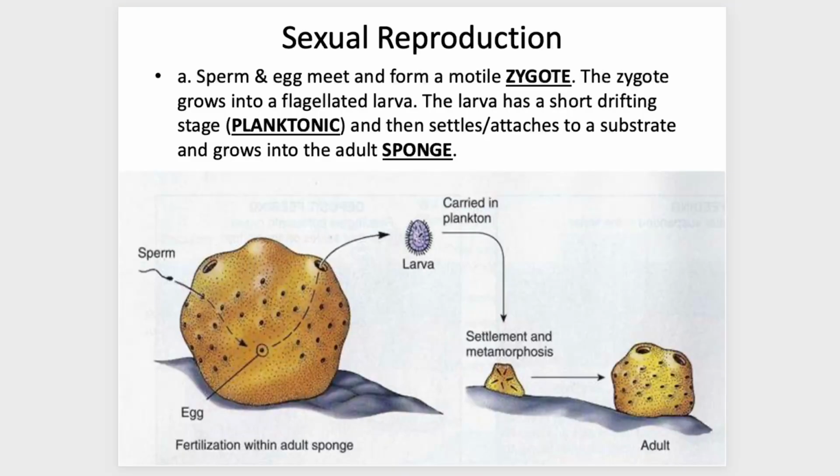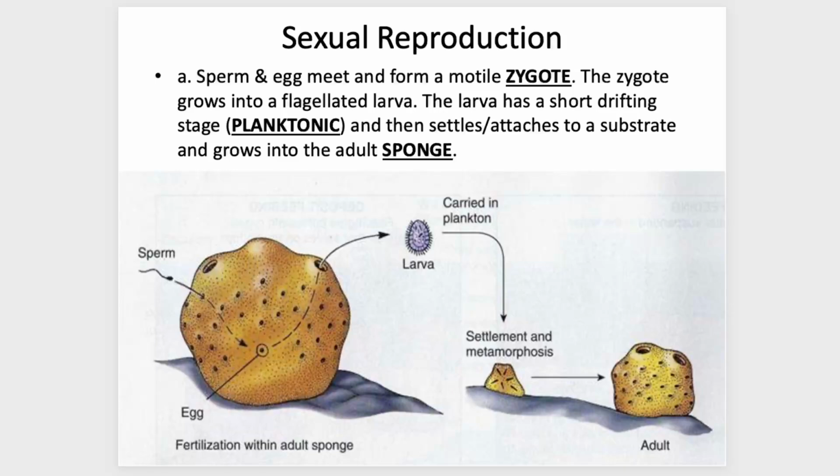For their sexual reproduction, the sperm and the egg are going to meet and form a motile zygote. The zygote grows into a flagellated larva. So although the adult is sessile, they're going to produce sperm and egg that will meet externally, either on the surface or in the environment. And then that larvae is going to be motile.